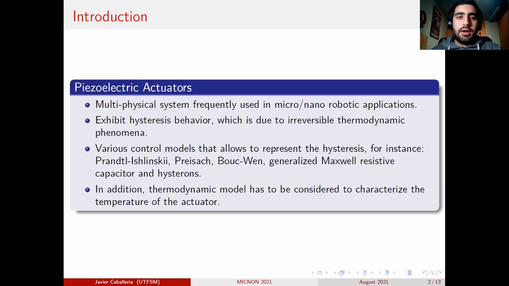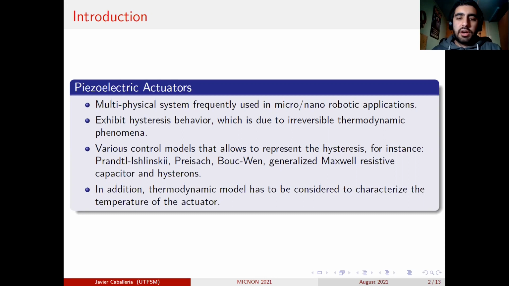Piezoelectric actuators are a multi-physical system frequently used in micro-nano robotic applications. This is because of their small size, high resolution, high force density, among other properties. These elements exhibit hysteresis behavior, which is due to irreversible thermodynamic phenomena. There are various control models that allow to represent the hysteresis, for instance, Prandtl-Ishlinskii, Preisach, Bouc-Wen, generalized Maxwell resistive capacitor, and hysterons.